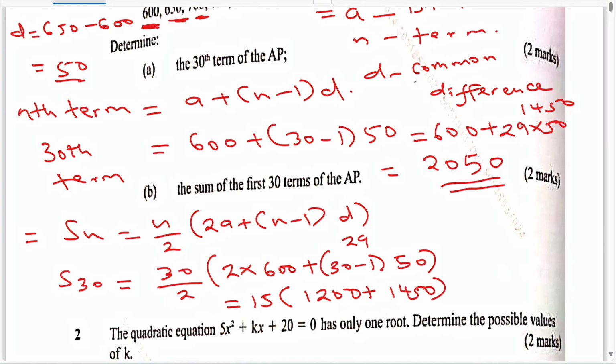Sawa paka. So add 1450 kwa 1200. Okay. Add 1450 kwa 1200 itakupa 2650. And take 15 times 2650. And the final answer should give you 39,750. Sawa, swali rahisi. Na si swali ambayo ya kukosa.